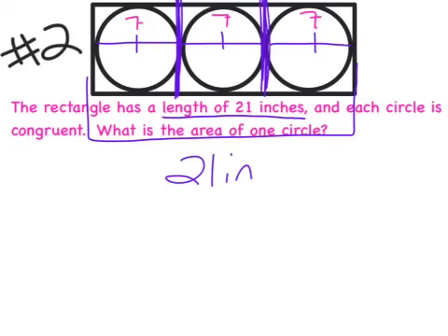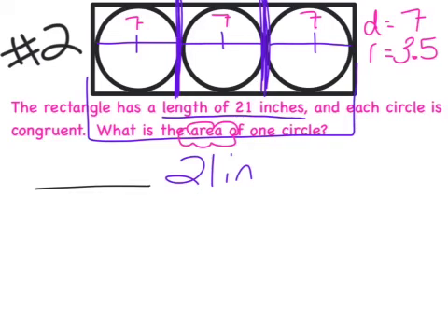Now, the only problem with that is it wants to know the area. Well, area requires me to have the radius, and all they've given me is the diameter equals 7. But I can easily figure out my radius. I just have to divide that by 2. So my radius is going to be 3.5. So let's figure out the area of our circles.